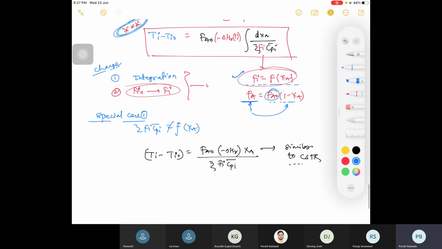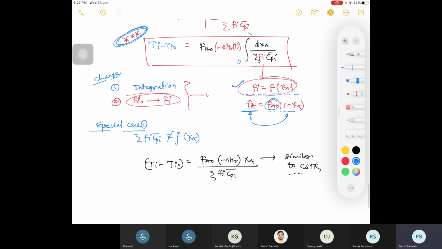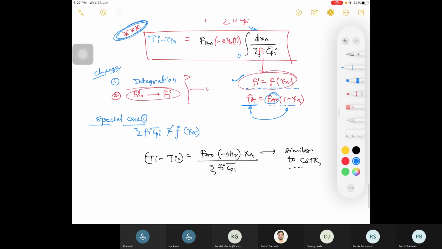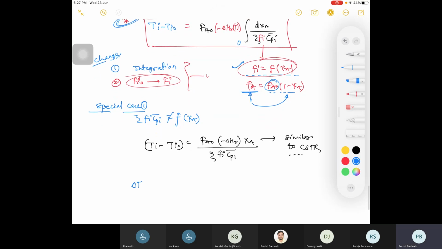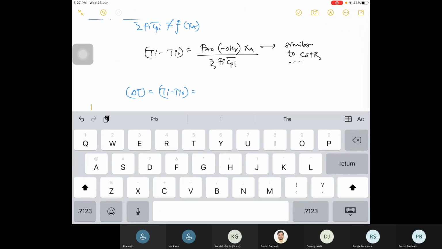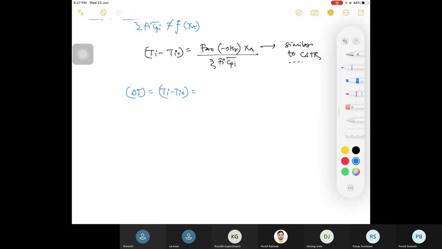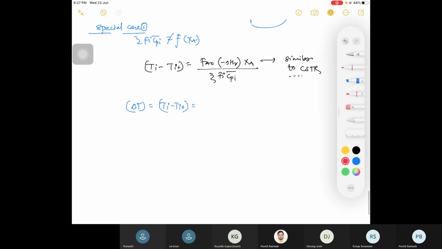What is your maximum adiabatic temperature rise? I think you are familiar with this. That is your delta T, final minus initial. What is that? At X equal to 1. So how will you do it? Maximum, by putting limits 0 to 1, right? Okay, that is correct.